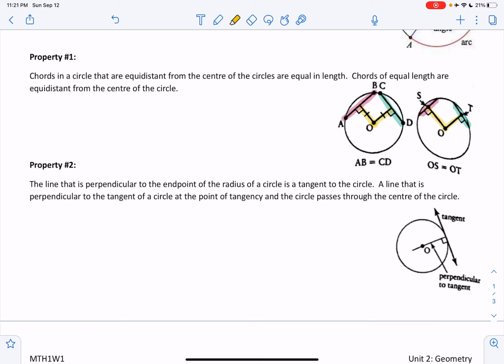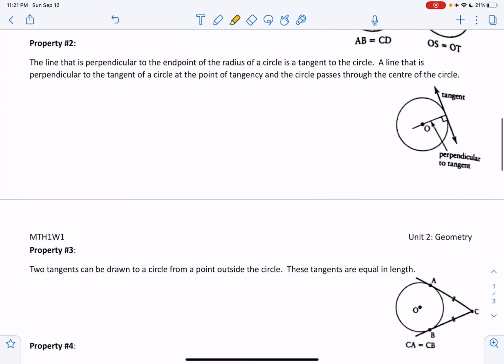Again, one last time, if my pink chord and my green chord are the same distance from the middle, they must be equal to each other in length. Similarly, if we already know that they're equal to each other in length, they must be the same distance from the middle.